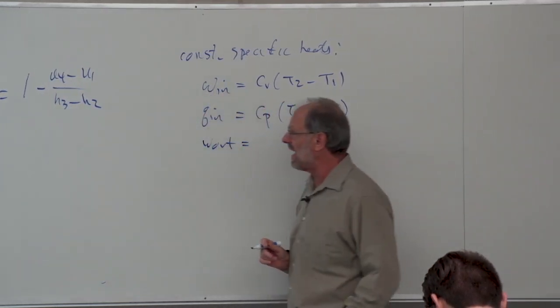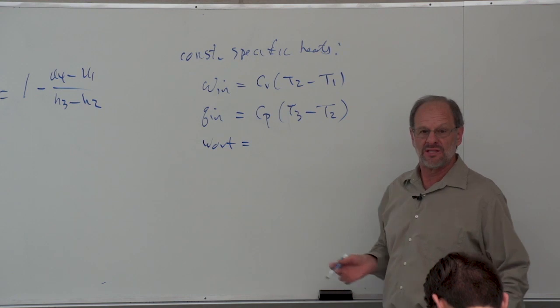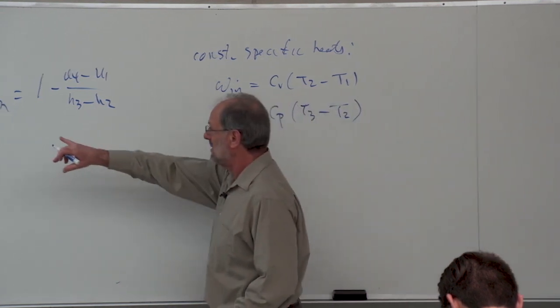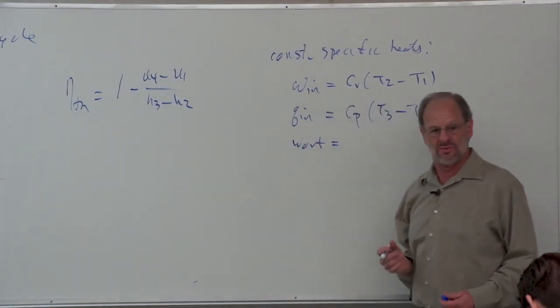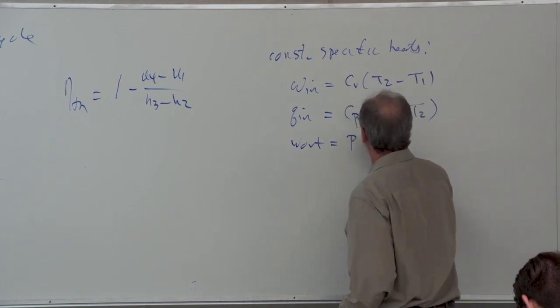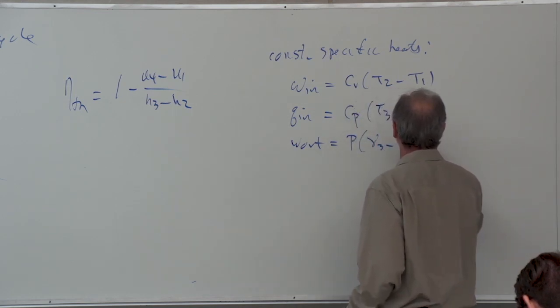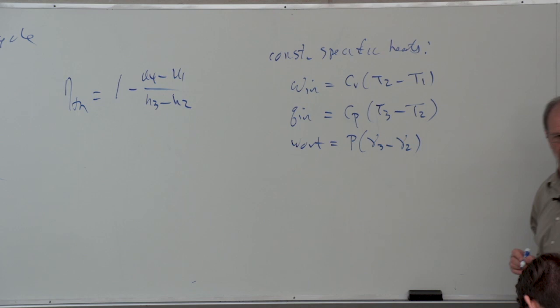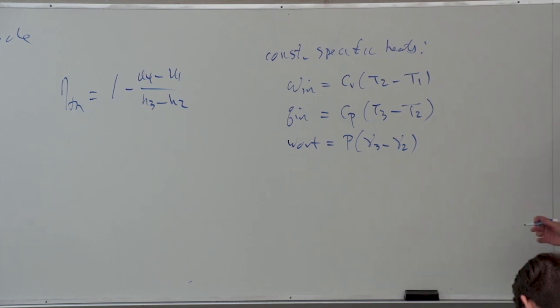Well, we know that the work output is in two places, right? It's the work output during the heat input process from 2 to 3. So this is just going to be the pressure times the change in specific volume from 2 to 3. So this is the constant pressure boundary work term, right?